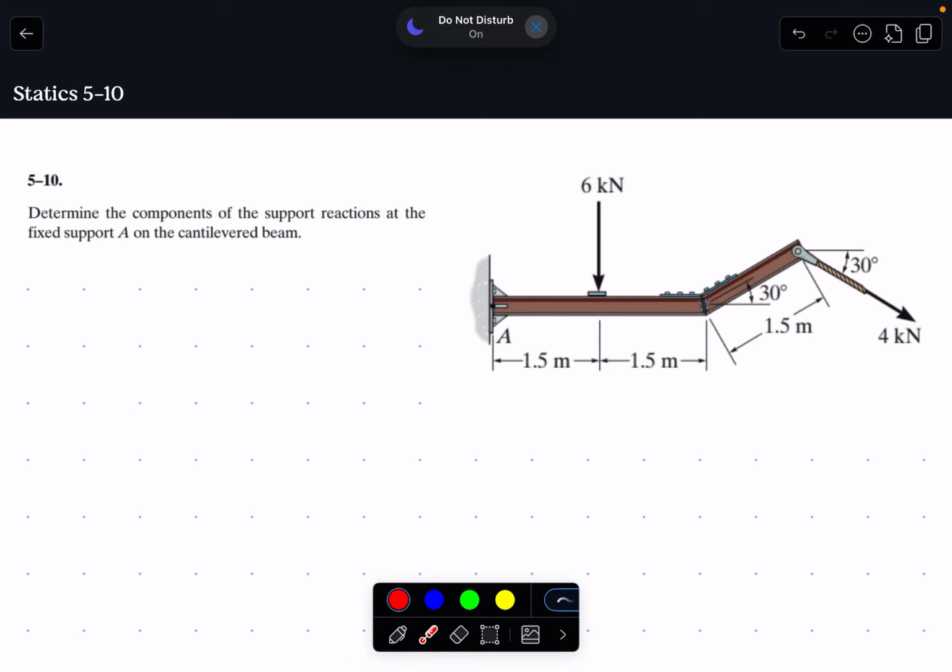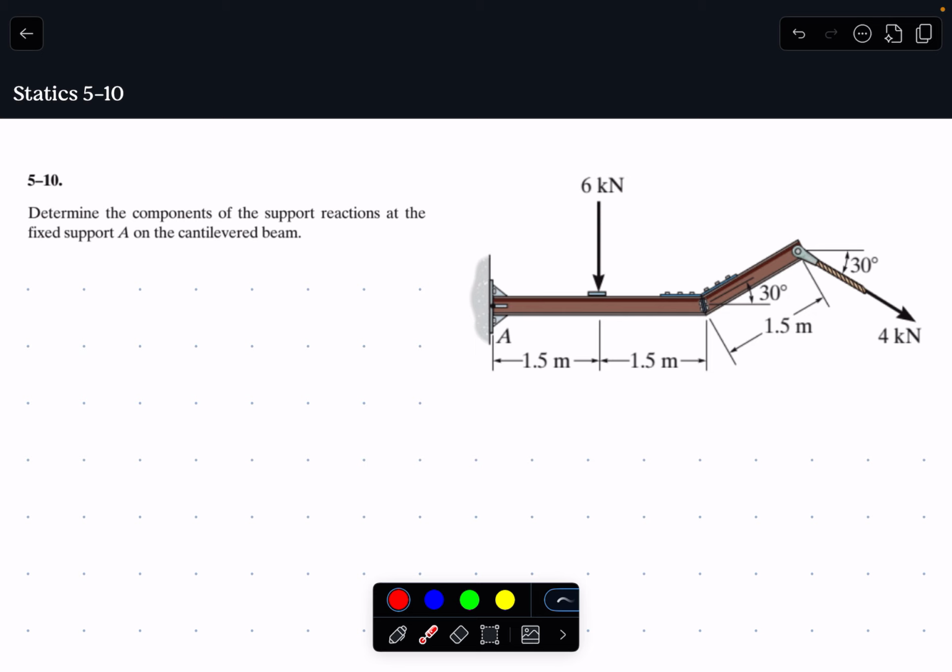Determine the components of the support reactions at the fixed support A on the cantilever beam. So let's start with a couple of assumptions. Let's assume this is a weightless, massless beam. Let's also assume it's a rigid beam, so it can't deform with any of the forces applied to it. And let's also assume it's a widthless beam too.